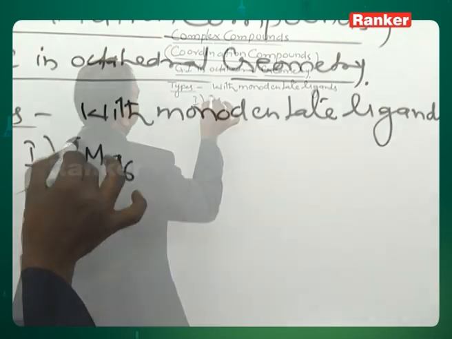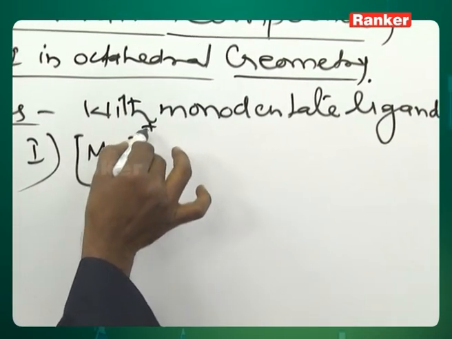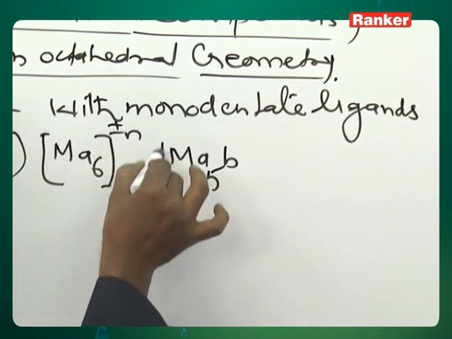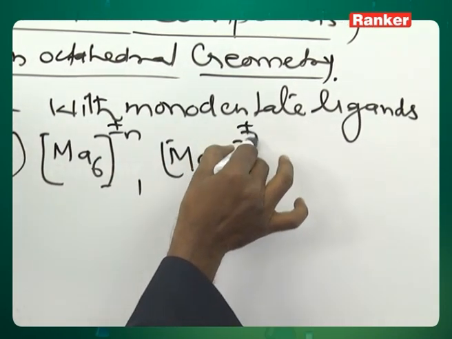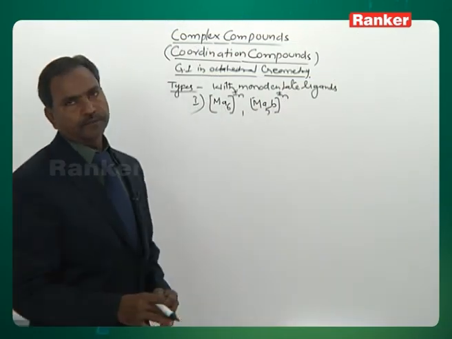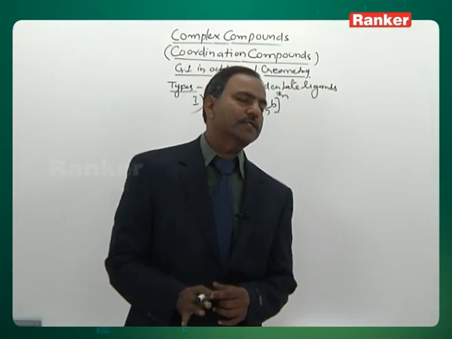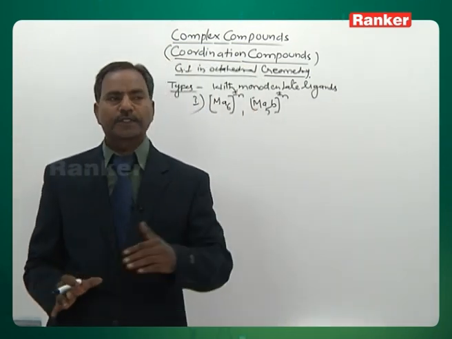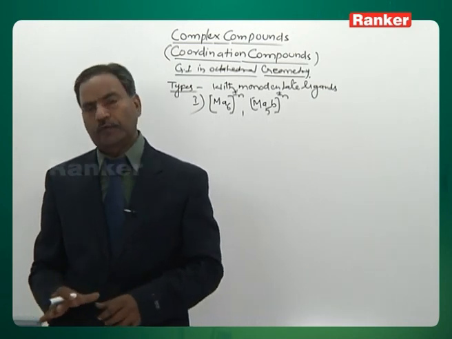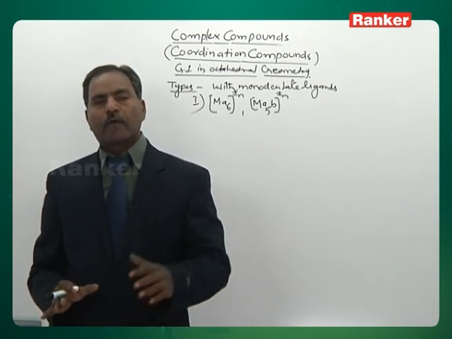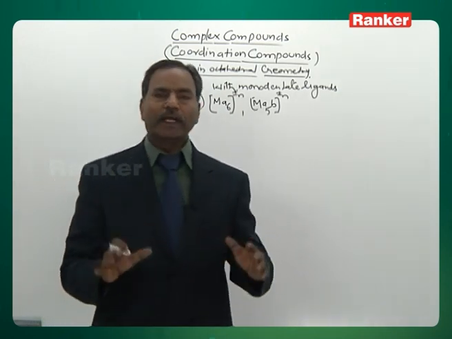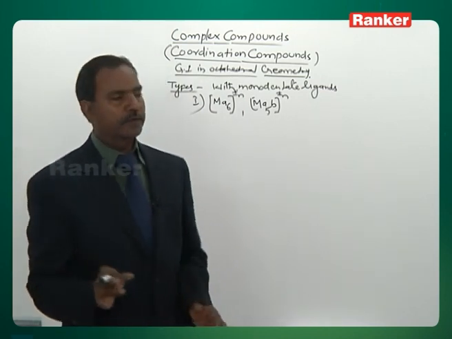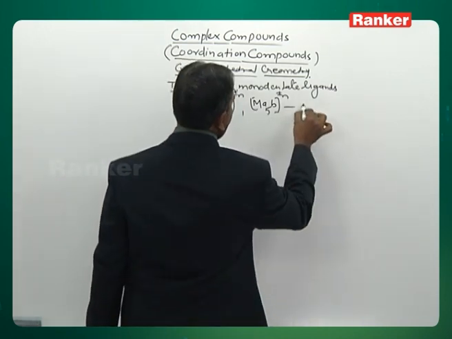Take the first one, MA6 plus or minus n, MA5B plus or minus n, no geometrical isomerism. Look here, all the 6 ligands are same or 5 ligands are same. We cannot write any second structure or second geometry for that particular complex. Therefore, in octahedral geometry, if all the 6 or 5 ligands are same, such a complex cannot exhibit any geometrical isomerism. So, here no geometrical isomerism.